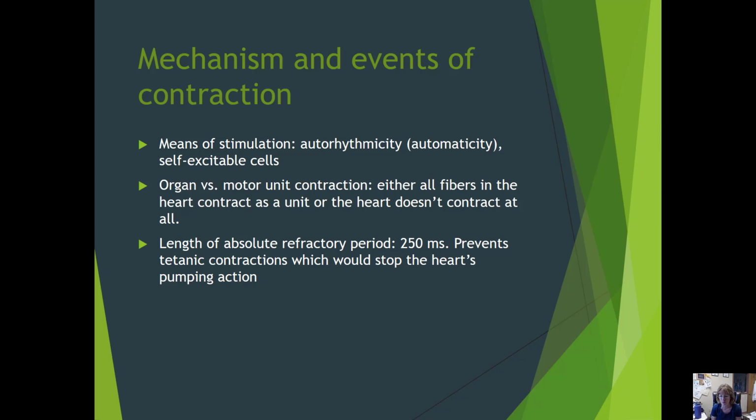Now, one thing about the action potential that we see in cardiac muscle tissue is that it has a much longer absolute refractory period than that of skeletal muscle. It has a period of about 250 milliseconds, and the reason why is that we need to prevent tetanic contractions. We do not want multiple motor unit summation taking place. We don't want wave summation or temporal summation occurring. We don't want any summation happening that would lead to tetany.